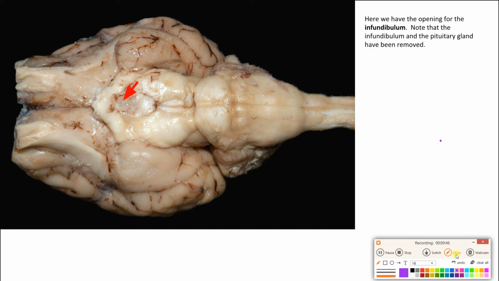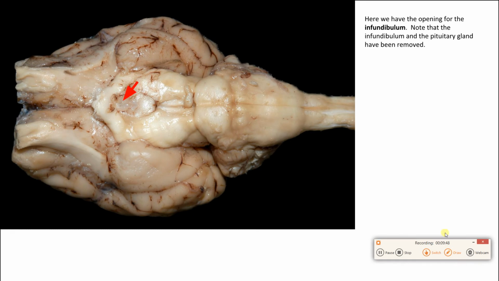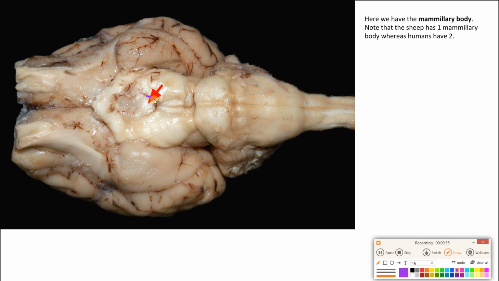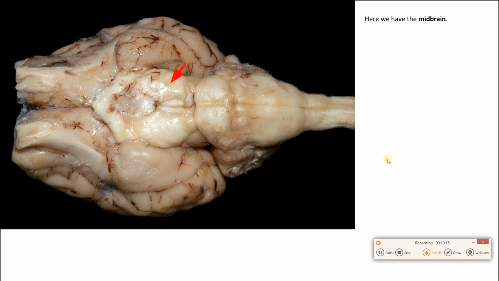All right. If we move posteriorly again, we got this roundish guy right here. This is the sheep's single solitary mammillary body. So optic chiasm, infundibula, mammillary body, which is very much involved in smell, also involved in memories for you and me. Okay, and of course we have two. Sheep have one.